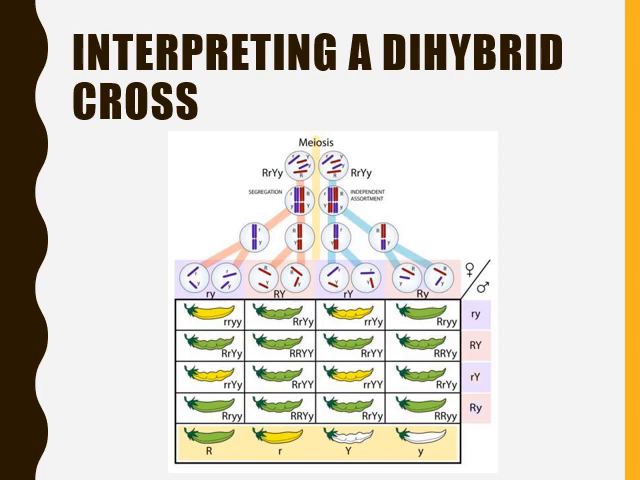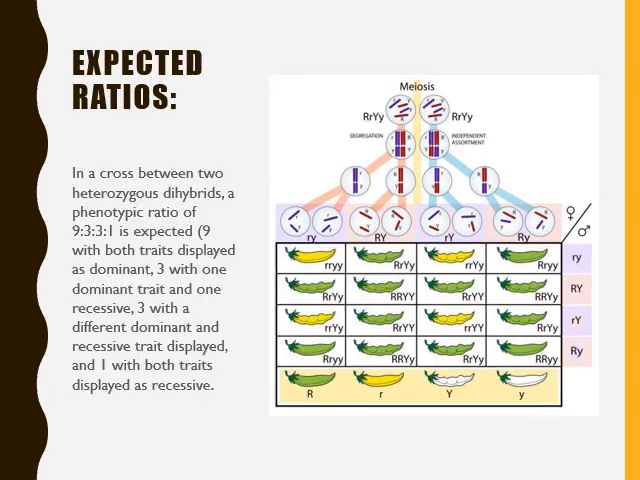To interpret these, typically you're going to just count up the phenotypes. You're not going to look as often at the genotypes. When you cross two heterozygotes in a dihybrid cross, fully heterozygous, you will end up with a 9 to 3 to 3 to 1 ratio. 9 display both dominant traits, 3 display one dominant trait and one recessive trait, 3 display the other dominant trait and the other recessive trait, and 1 displays both recessive traits.